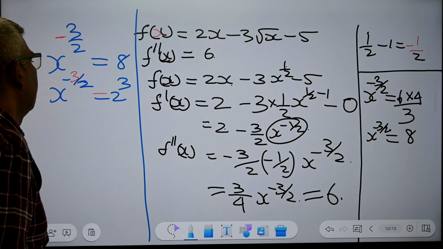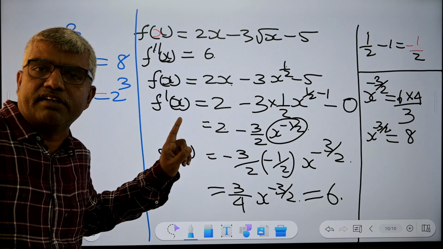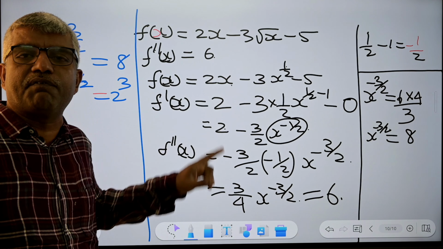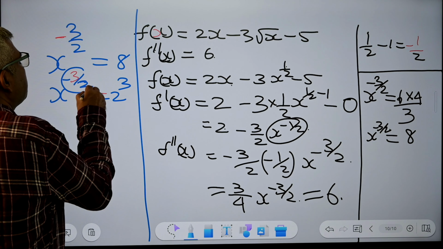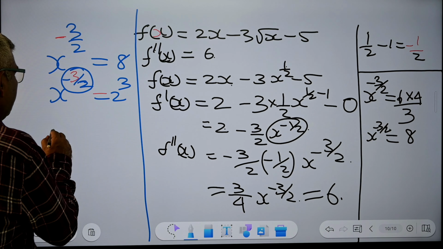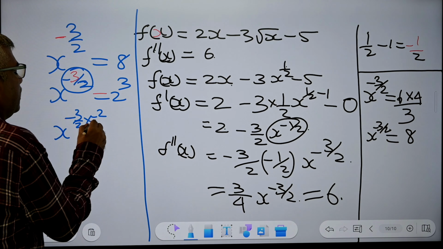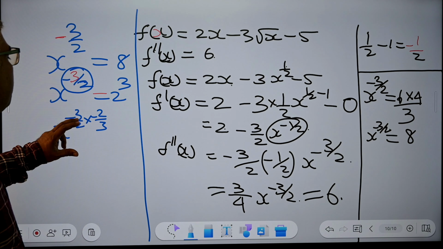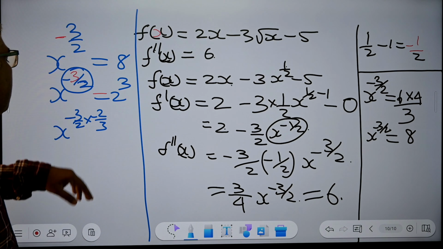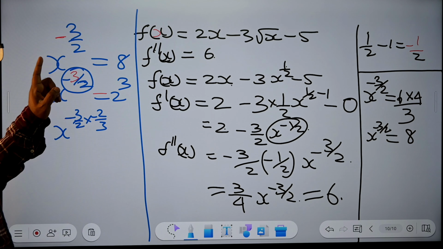Now what do we want? x power 1. What is there? Minus 3 by 2. What we want is x power 1. So what we have to do? We need 1 in this place. So just take the reciprocal. Minus 3 by 2 means minus 2 by 3. You multiply the power with minus 2 by 3. Then what will happen? Minus minus will be cancelled, and 3 will cancel 3.